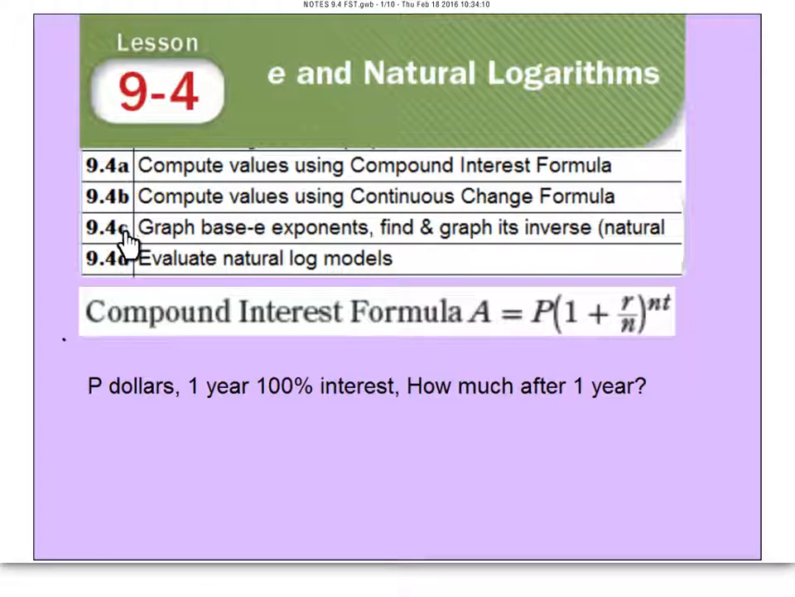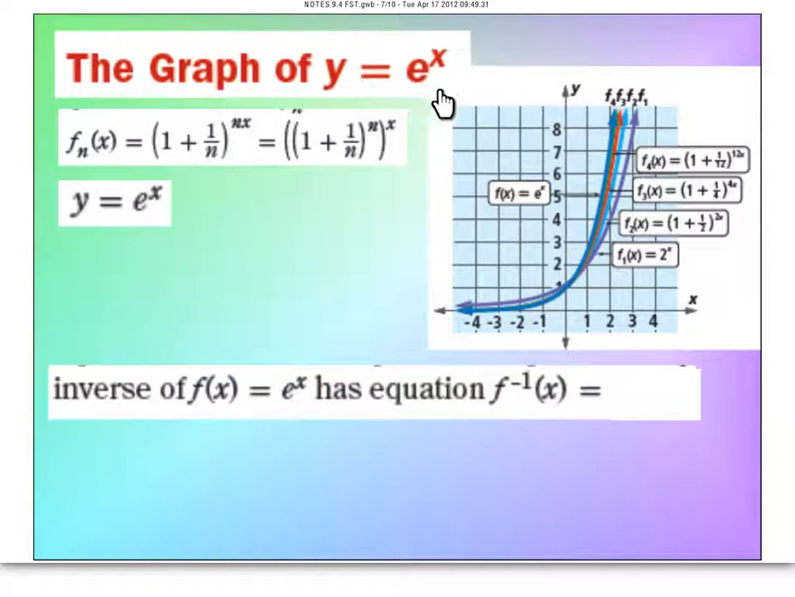In Objective C, we're just going to graph base e exponents and find the graphs of its inverses. Now, what does the graph of y equals e to the x power look like? Well, this is just an exponential function, and the base of this exponent happens to be the number e. Remember, it's about 2.718, and it continues on.